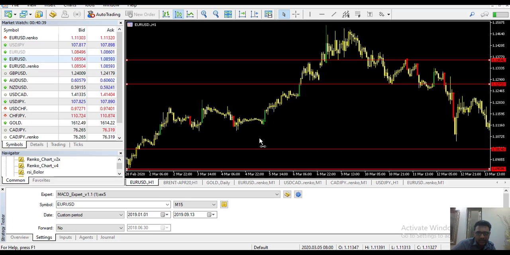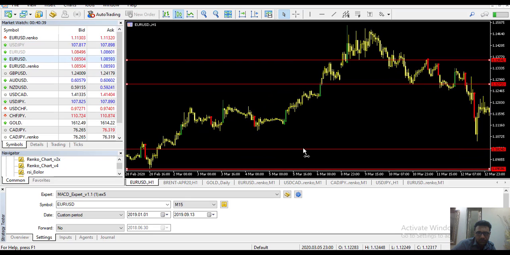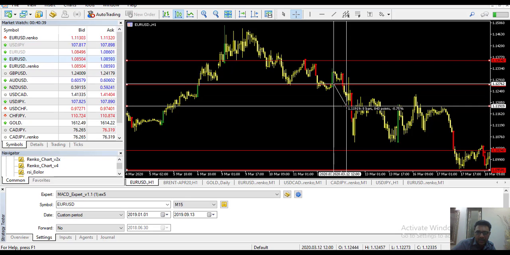We could set it at... why is it not working? Okay, let's use this one. So this area, right? It broke through this area. Our stop loss was at this area. So this would be around 900 points. Not bad.